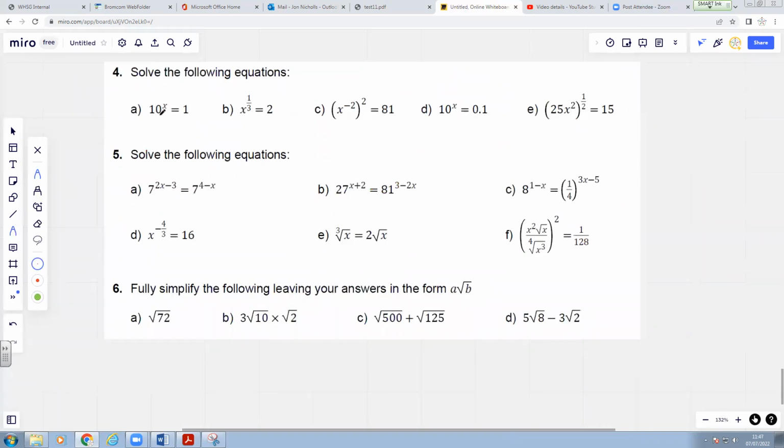Okay, anything to the power of 0 is 1. So that's one of those ones you just got to try and spot, really. Here, to get rid of to the power of a third, it's probably easier to think of it as cube root of x is 2, and therefore x is going to be 8. So you need to do the opposite here to what you might think. Sometimes people think, oh, I need to cube root of 2. No, you need to cube 2 to undo the cube root.